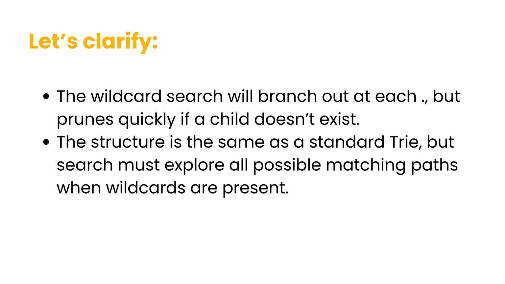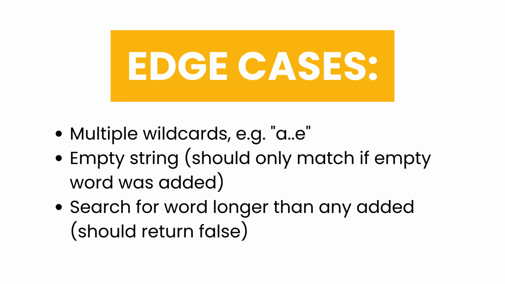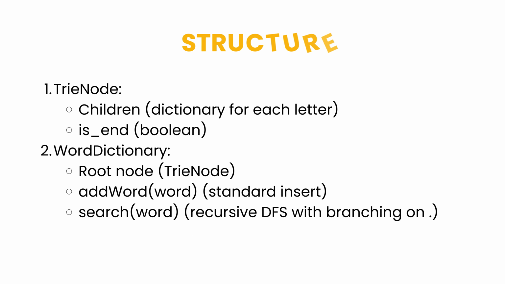Let's clarify. The wildcard search will branch out at each period, but prunes quickly if a child doesn't exist. The structure is the same as a standard trie, but search must explore all possible matching paths when wildcards are present. Edge cases: multiple wildcards, for example a..e. The empty string should only match if an empty word was added. Searching for a word longer than any added should return false. TrieNode: children dictionary for each letter, is_end boolean. WordDictionary: root node TrieNode, addWord is a standard insert, search word is recursive DFS with branching on '.'.